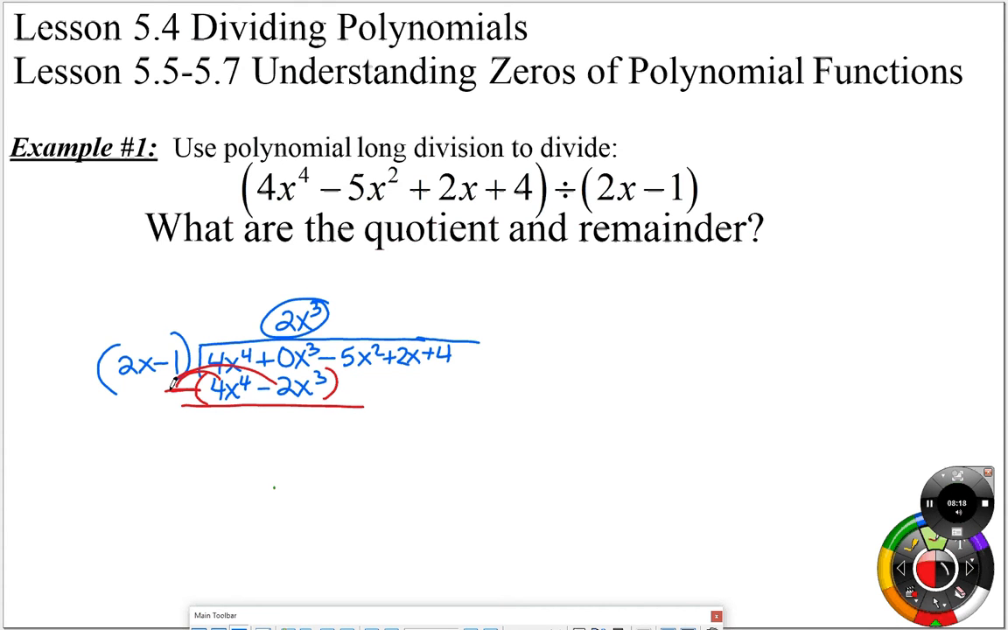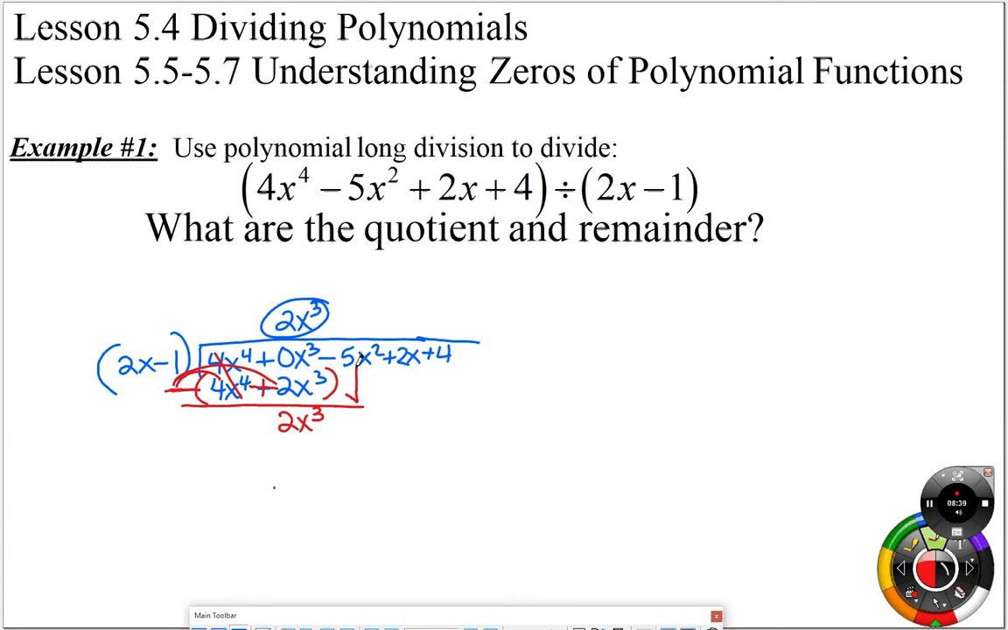So I am subtracting this, but this -2x to the third is actually going to be treated like a positive in order for me to perform that subtraction. So these cancel out. That's what I wanted to happen. That's what I want to happen in the division algorithm. I want to move to smaller degree terms. And then here I'm going to be left with 2x to the third.